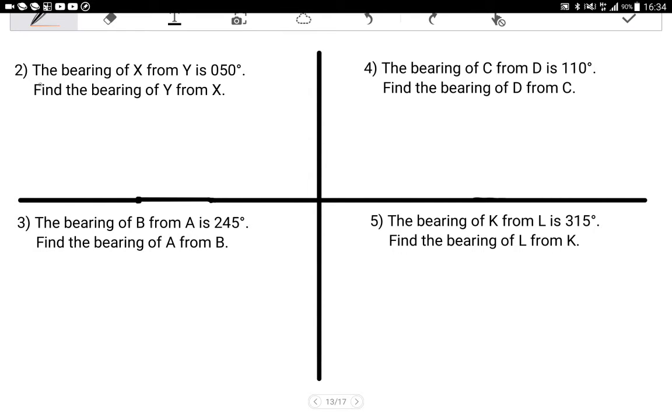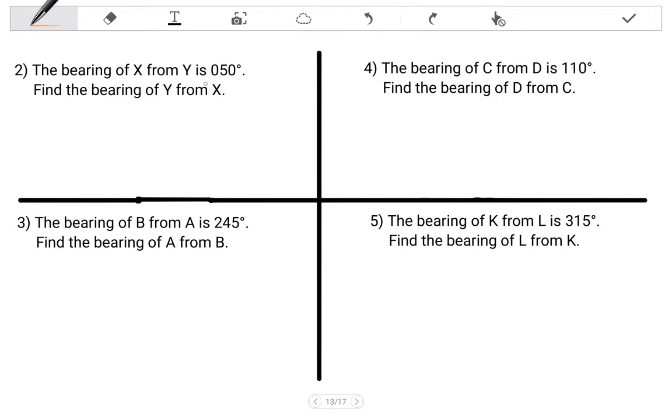In question 2, the bearing of x from y, 50 degrees, is given. Find the bearing of y from x. Let's label y first. So I label y and put an arrow showing north on top of y. Then the location of x is on a bearing of 50 degrees from y in the clockwise direction. I'm turning 50 degrees and somewhere in this line we have the position of x.